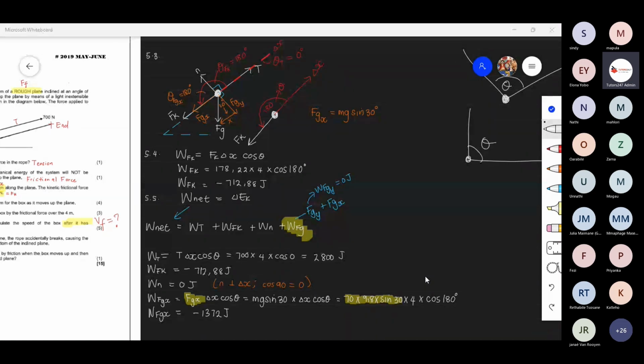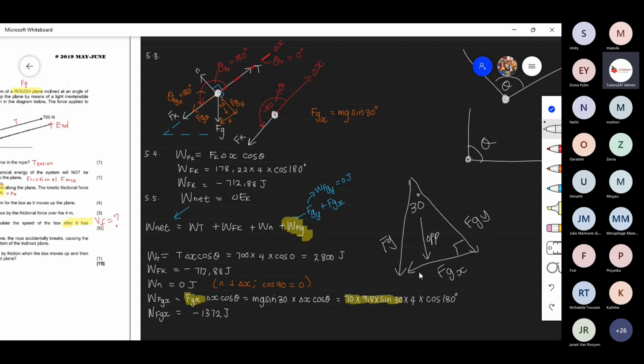So why is it sine? It is sine because the position of Fgx relative to the angle of 30 degrees is opposite. Let me redraw this slightly bigger. If this is your triangle, and if you look at the angle of 30 degrees, you can see that Fgx is opposite that 30 degrees.